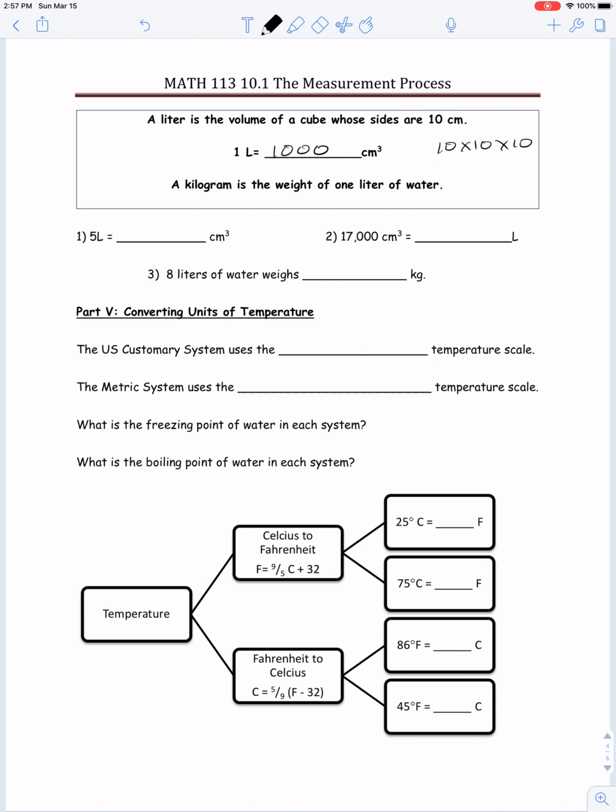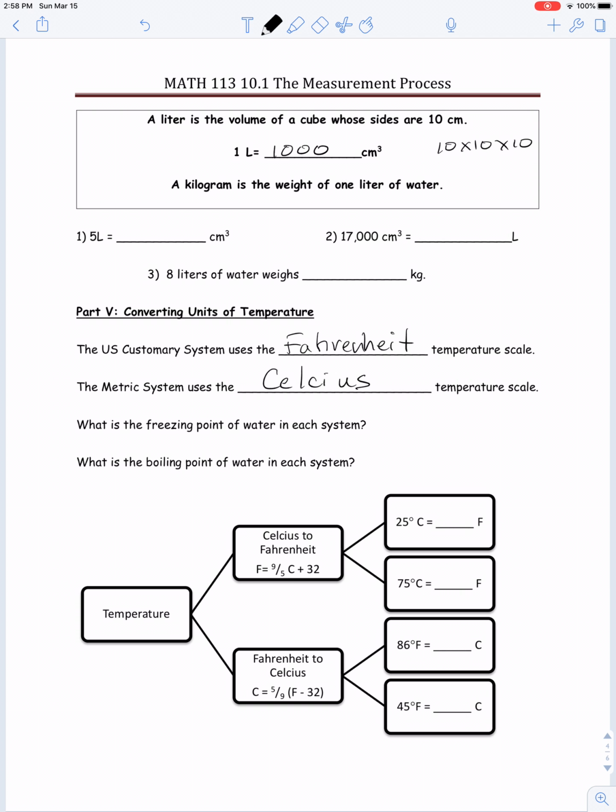And so finally, for part 5, we've got 2 different scales for Fahrenheit and Celsius. So in this case, the system that we use is Fahrenheit. The metric system uses Celsius. And to convert things, what we want to do is use these formulas given below. So if we're starting with Celsius, we use the top formula. If we're starting with Fahrenheit, we use the bottom formula. Plug them into your calculator and simplify, or do them by hand and simplify.